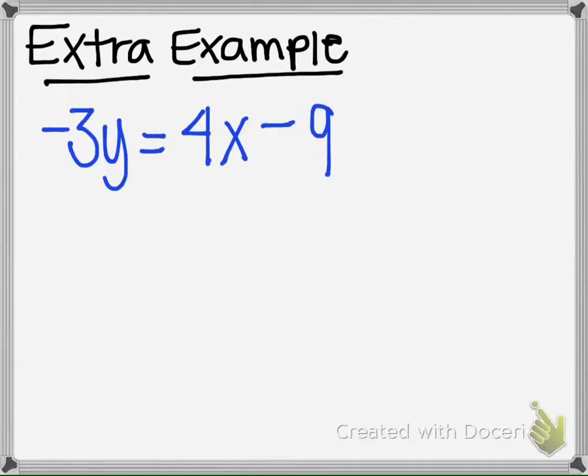All right, let's try one last one here. So we want to get the y by itself, and since it's already isolated, we're ready to divide right away in this problem. So we're going to divide everything by a -3.